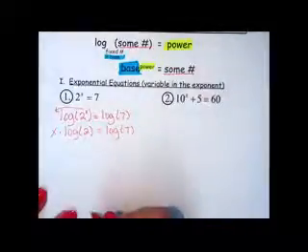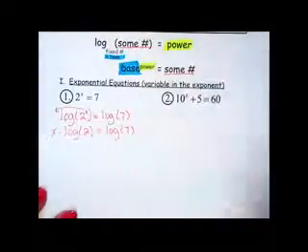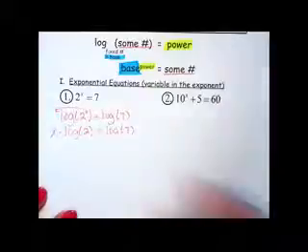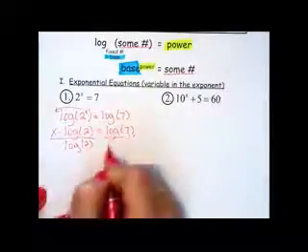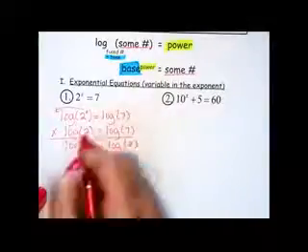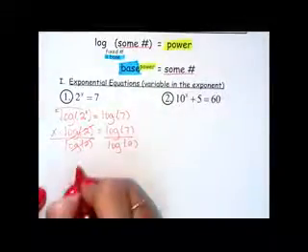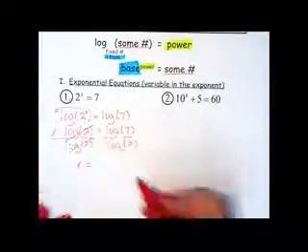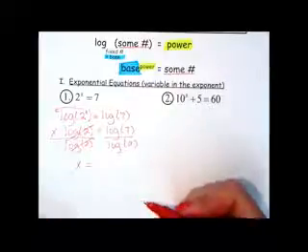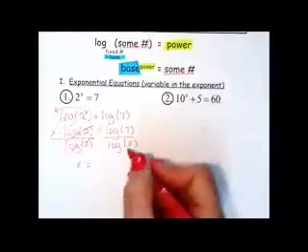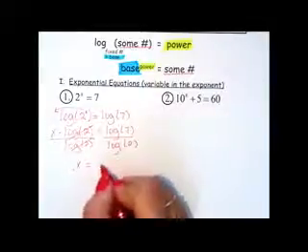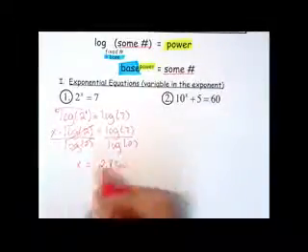Now all we need to do is get our logs together. So we divide both sides by log of 2. It cancels from the left. And now all we need to do is calculate log of 7 divided by log of 2. And when we calculate that, let's round to 2 places after the decimal, it equals 2.81.